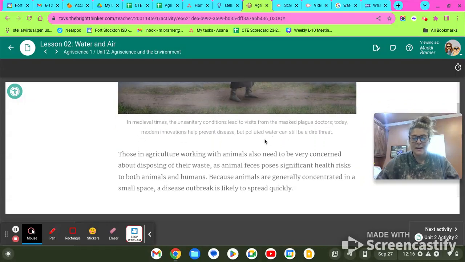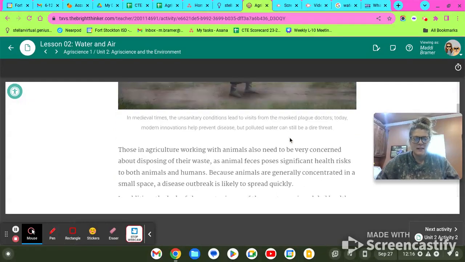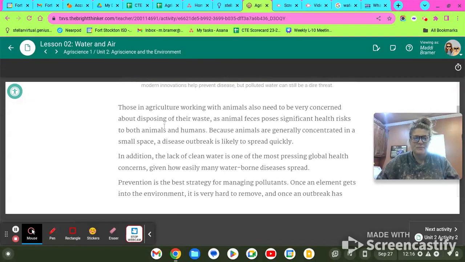But that's because they were dealing with unsanitary conditions because, like I said, they would just throw their waste into the street. Not a great system. Luckily, we advanced from that.